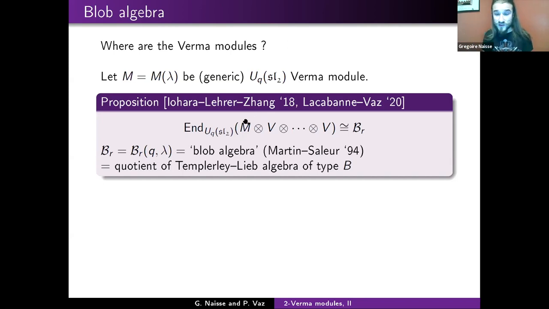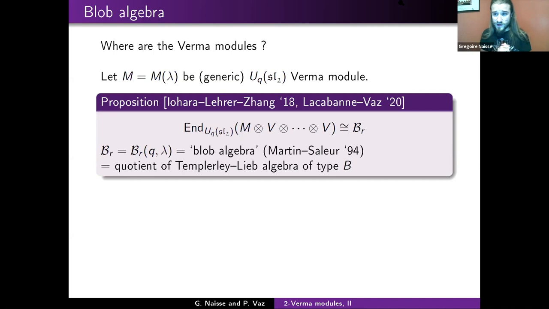And you can consider the endomorphism ring of a tensor product of one copy of the Verma module and a bunch of copies of the fundamental representation of quantum SL2. And if you do that, it appears that you get an algebra that is called the blob algebra. And this blob algebra was introduced by Martin and Saleur, and it is a quotient of the Temperley-Lieb algebra of type B. And so this was observed by Queffelec, Rose and Sartori in the projective case, and Lacabanne and Vaz extended it to the generic case.